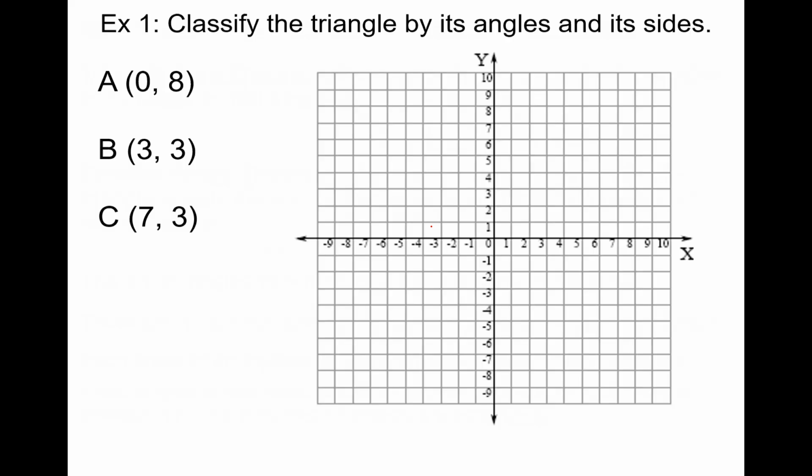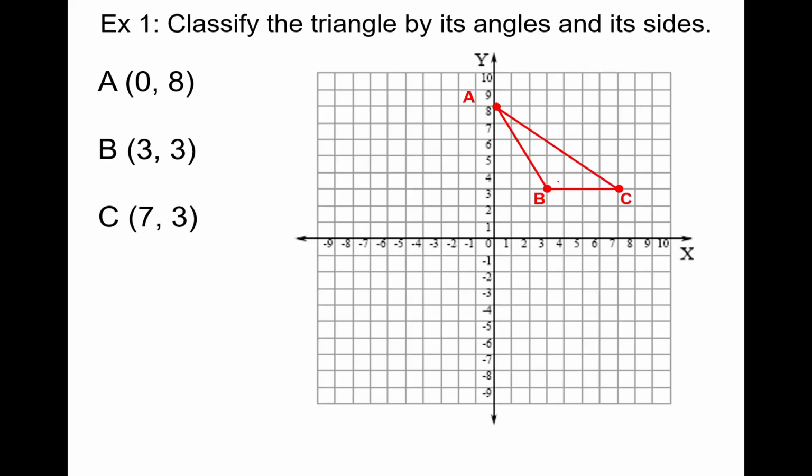They gave us 3 ordered pairs. Let's plot them on our graph. So A was (0, 8), B was (3, 3), and C was (7, 3). Let's plot them, connect them, and label them. In order to classify a triangle by its angles, we would ultimately want to get out a protractor and measure the degrees and all that stuff.